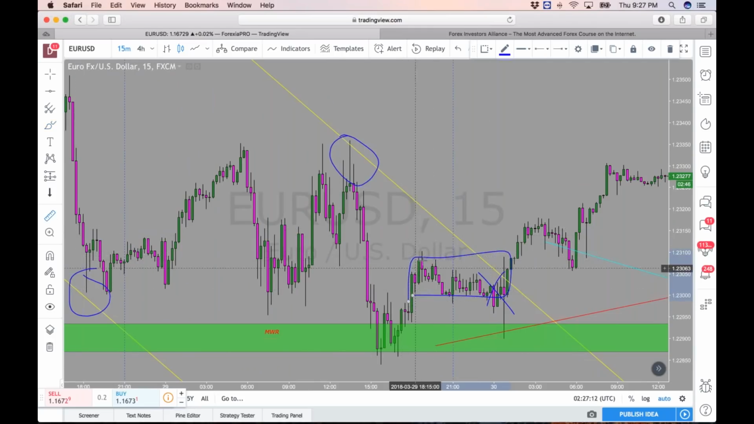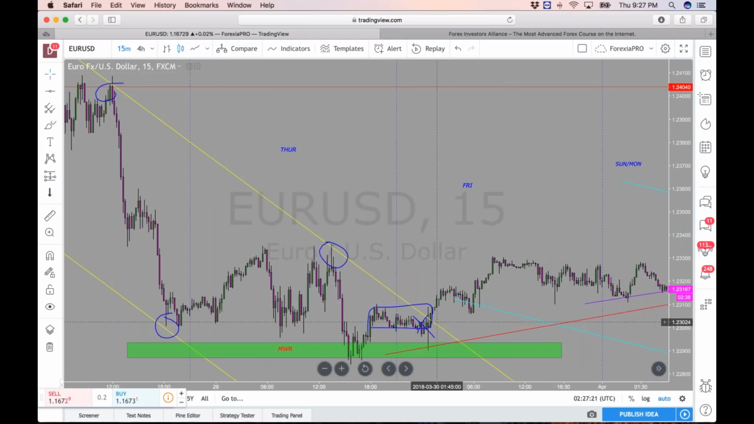This is about 6 hours of consolidation at this trend line, as if they're accumulating sells right there. They're letting you sell for a reason.